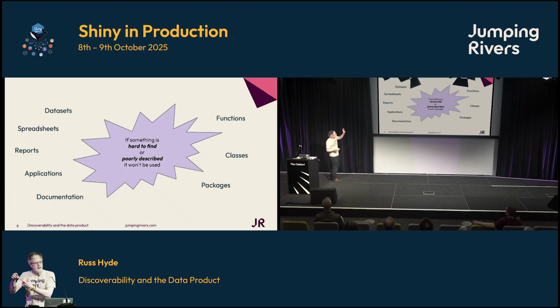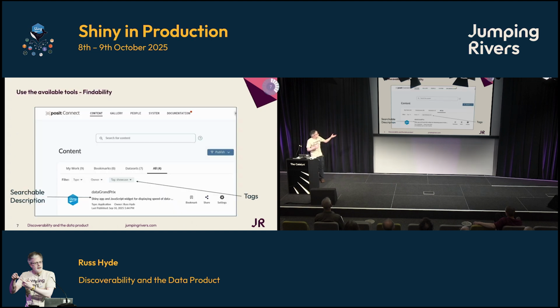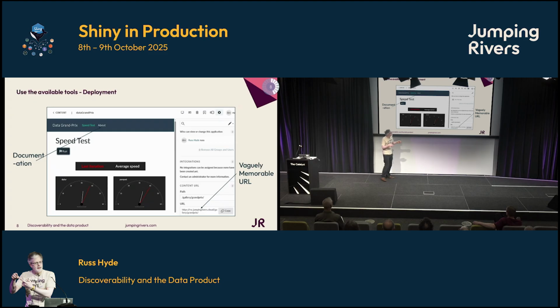Yes, so specifically for applications. For Shiny apps, at Jumping Rivers, we've deployed Posit Connect for many clients now. This is a solution for deploying things. Within it, you can put things like descriptions that your users can search through, and tags to tell them what team things have come from and what they relate to. Within an app, you can document what it's for, and you can give things a vaguely memorable URL rather than the kind of random URLs that you get.